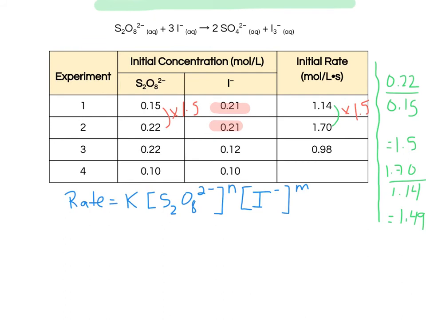You'll remember in the last two examples, whenever we saw a certain change in our concentration that affected the rate by the same factor, that was a first order reaction with respect to that reactant. So far I can say that the rate is proportional to my S2O8 2- to the power of 1. It's first order with respect to that reactant.